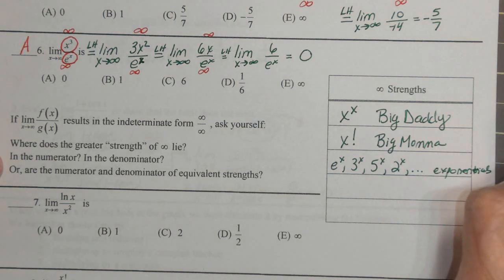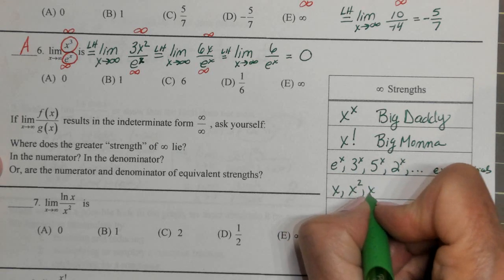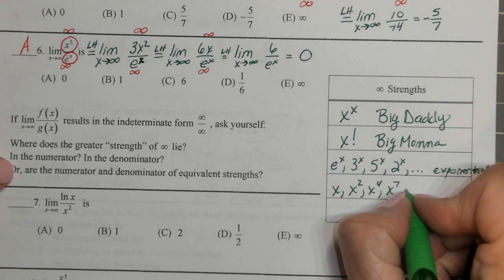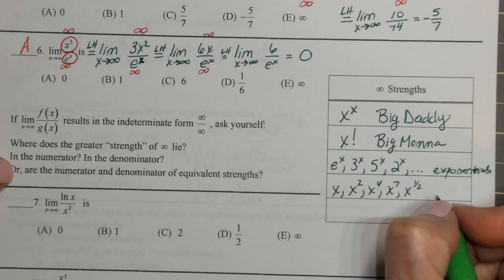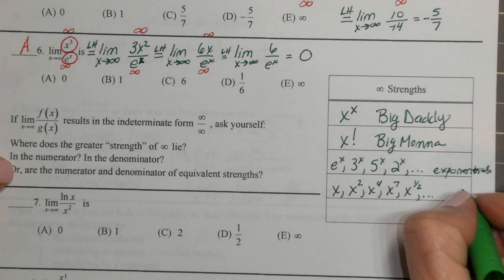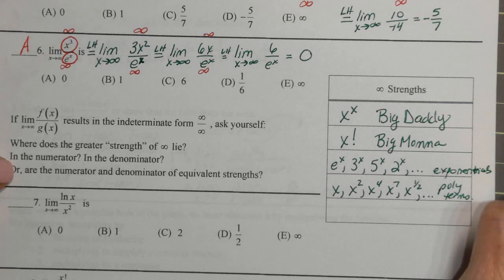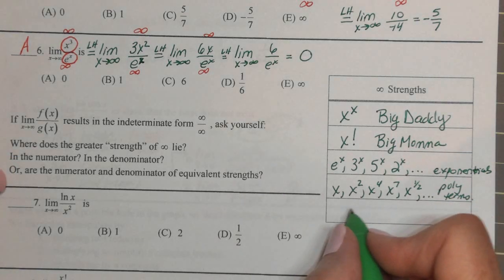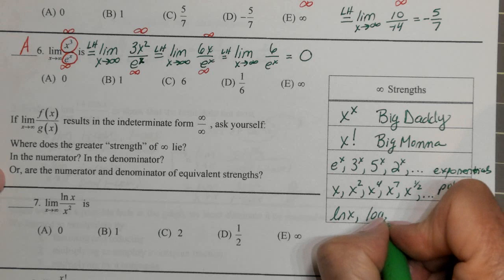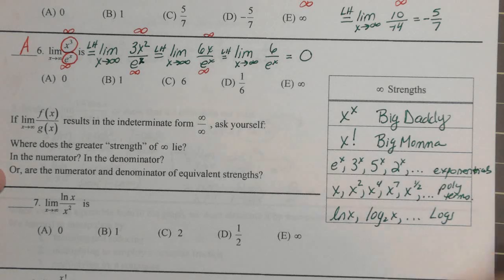After these, there's like x to the first, x squared, x to the fourth, x to the seventh, all of the polynomial terms. Even like x to the 1/2, even that one, okay? So all of those, x to a power, I call those polynomial terms, polyterms, okay? And then after that, bringing up the very bottom, are logs, ln of x, log base 2 of x, all of the logs. Alrighty.